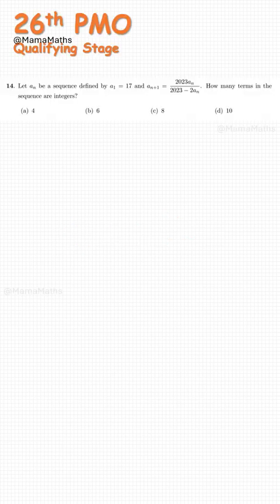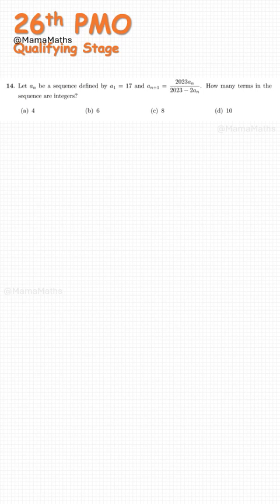Question 14 from part 2 of the qualifying stage. Let a sub n be a sequence defined by a sub 1 is equal to 17 and a sub n plus 1 equal to 2023 a sub n all over the quantity 2023 minus 2a sub n. How many terms in the sequence are integers?